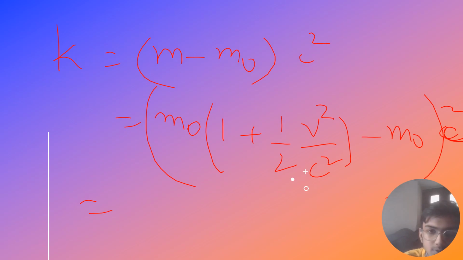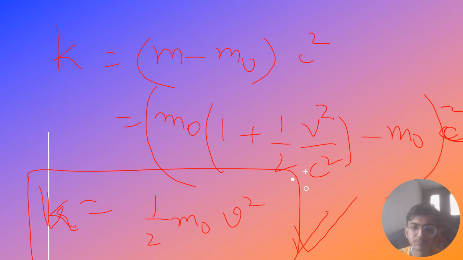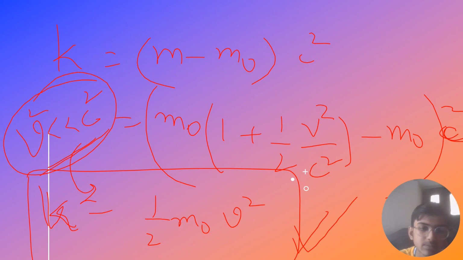Now this m naught minus m naught gets cancelled, and you will get half m naught v square as your kinetic energy. Kinetic energy is coming as half m naught v square. So from here you can derive the value of kinetic energy when we assume that v is very much less than c, hence v square is also very much less than c square. Then we are getting this approximated value, half m naught v square. Okay, so this is the way you can reach this particular result. So this was your energy mass equivalence concept.